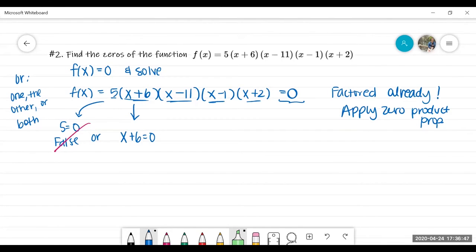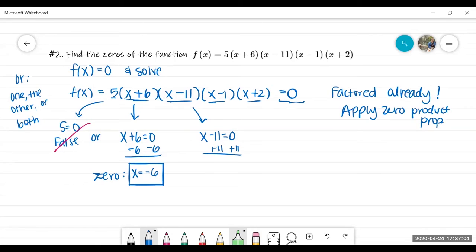So when we set x plus 6 equal to 0 and we solve, we end up with x is negative 6. So this actually represents a 0, okay? We do that again here with x minus 11 is equal to 0. Add the 11 to both sides, and we end up with x is equal to 11. This is another 0, okay? We do the same thing again. So we've got x minus 1 is equal to 0. Add 1, we get x is equal to 1.